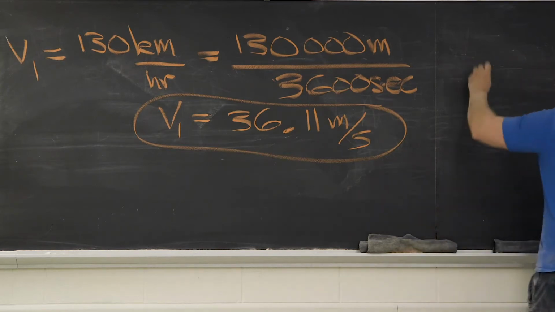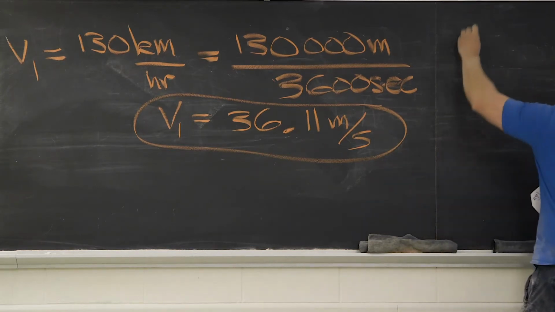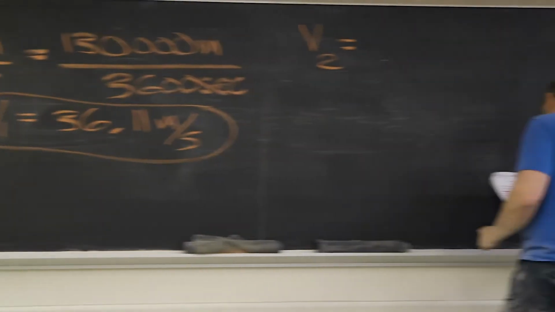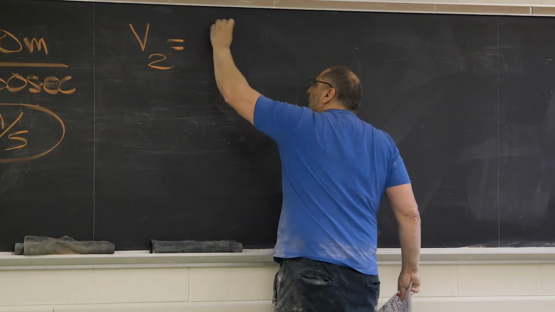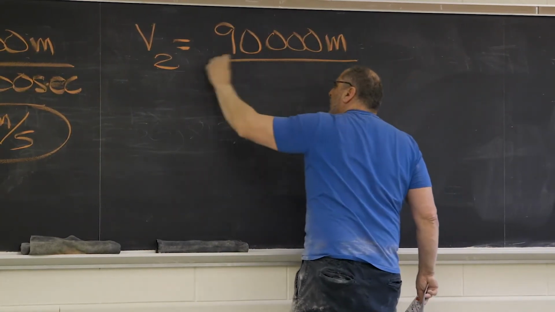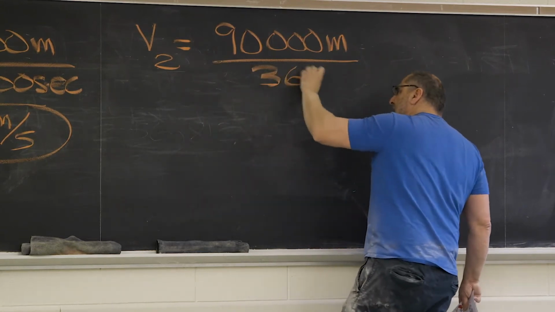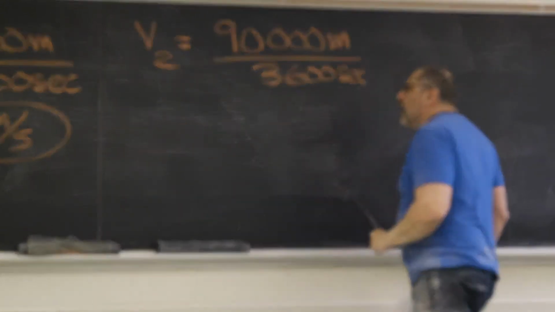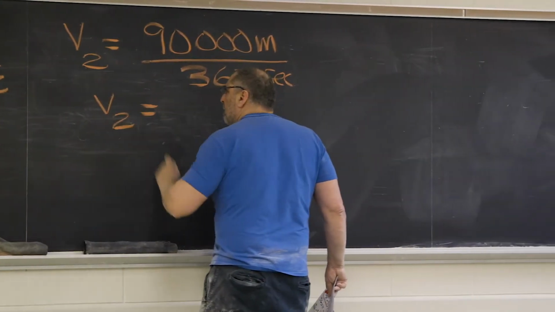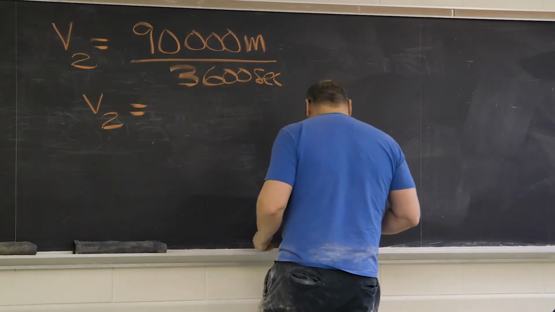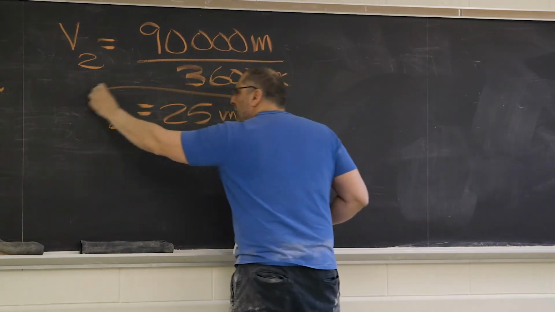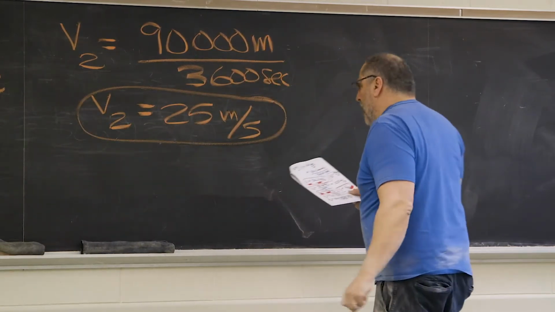How about V2? Let's go to V2. That guy's not going as fast, going 90 kilometers per hour. 90 kilometers is 90,000 meters per hour. An hour's got 3,600 seconds. Okay, you guys know this. Kind of cutting to the chase a little bit every time I'm doing this part of it. Get the job done. All right, we got that one.